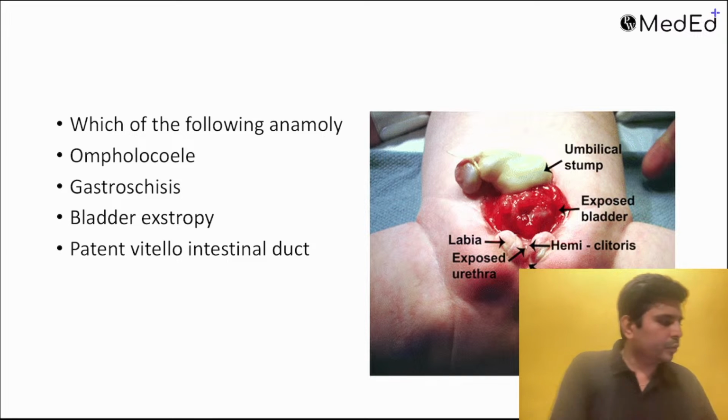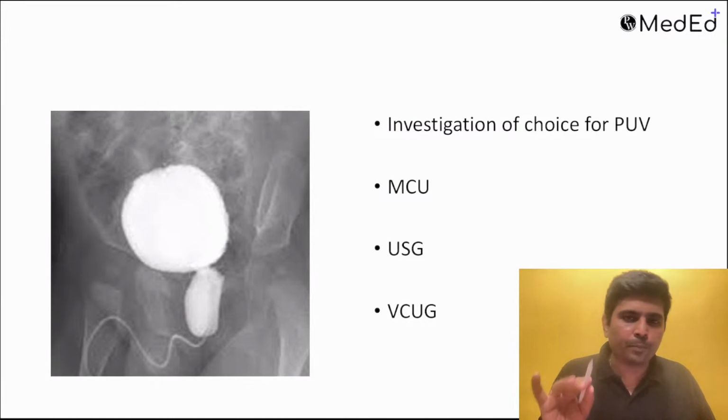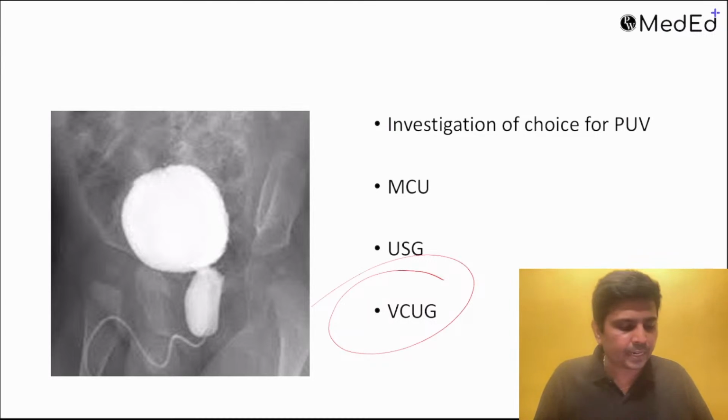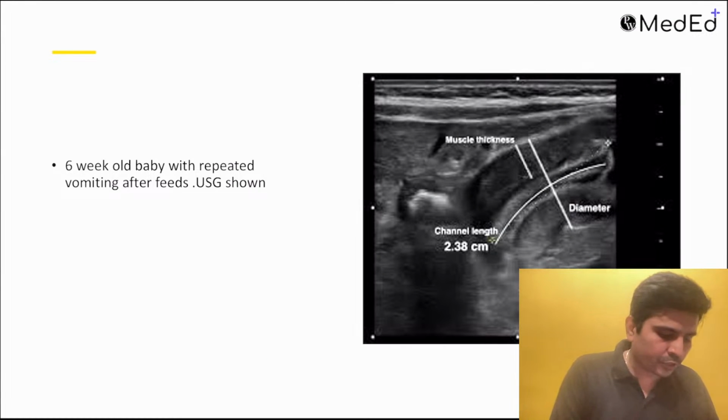So this is bladder exstrophy. And the investigation of choice for posterior urethral valves is not ultrasound, it is voiding cystourethrogram to find out the dilated posterior urethra. And you all know this is congenital hypertrophic pyloric stenosis.